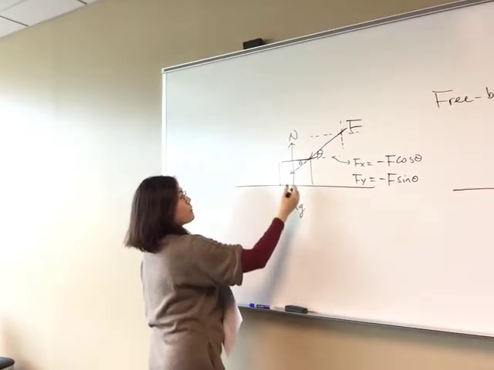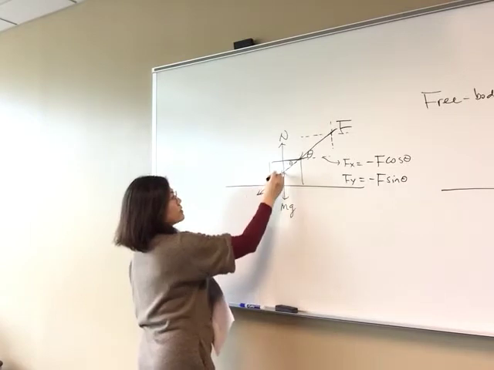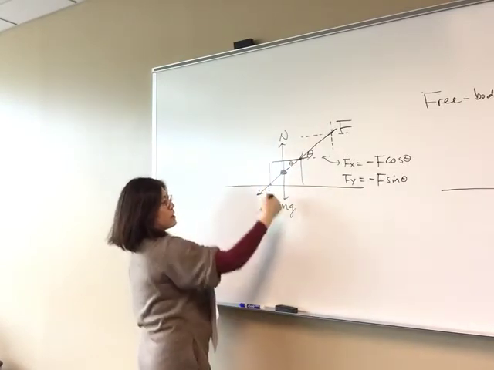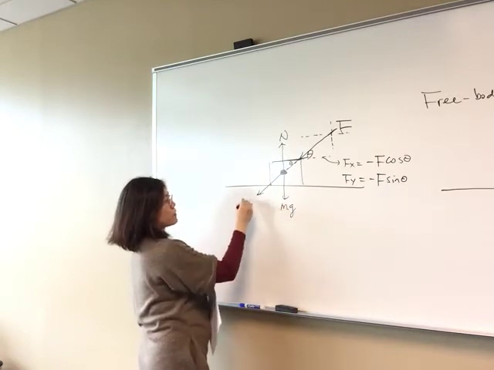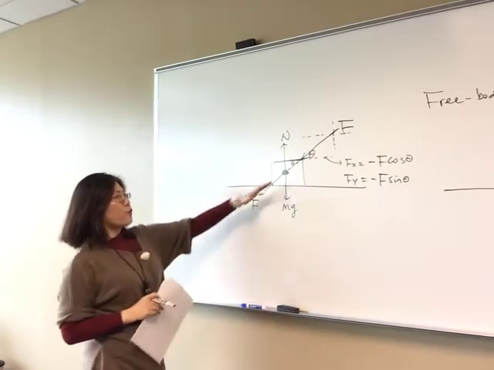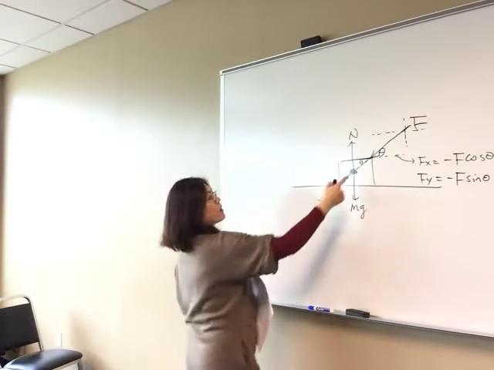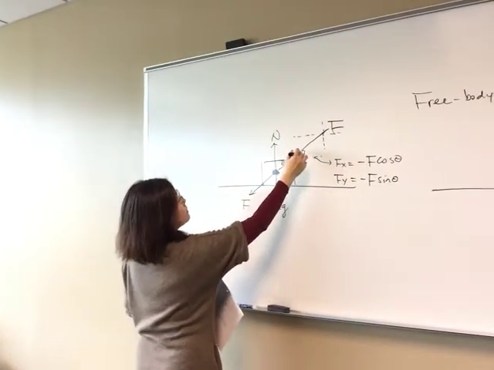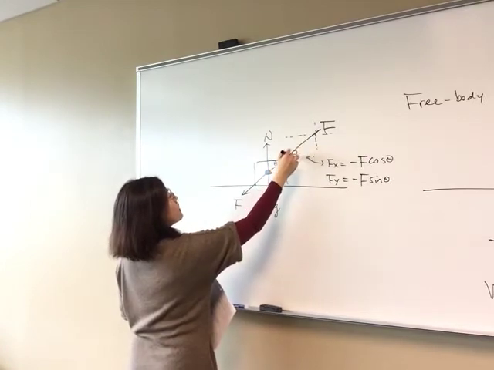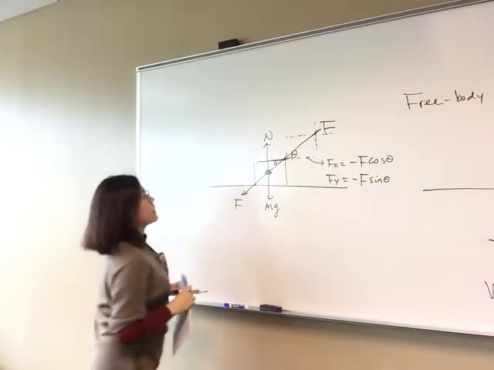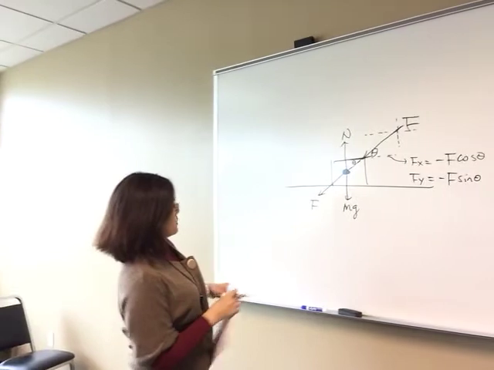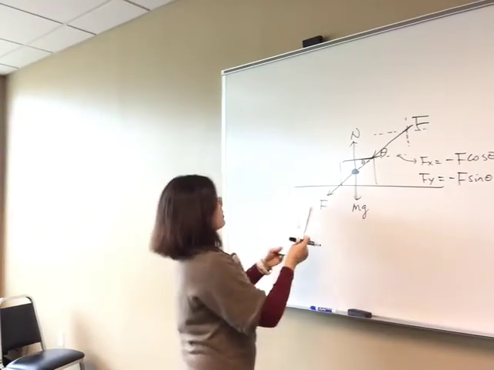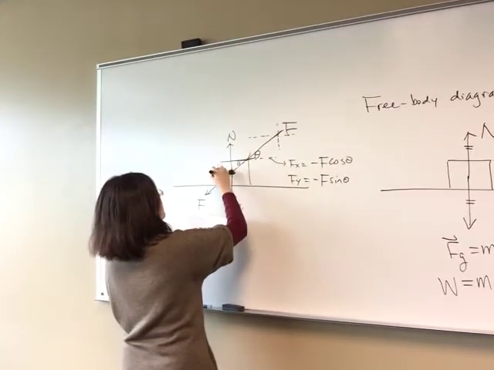In order to draw a free body diagram, this is how you would draw it. This is a dot. You have a normal force, and then the gravitational force and the force that's acting on that. And this is your theta, so that's theta, okay? All right. So this is our theta.